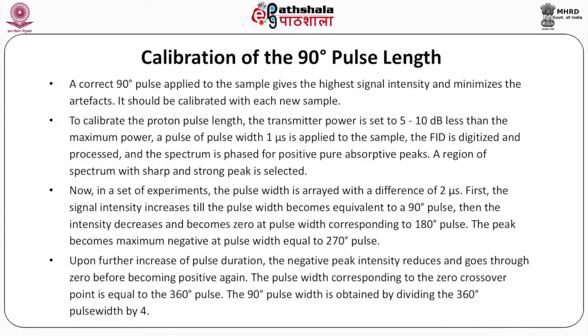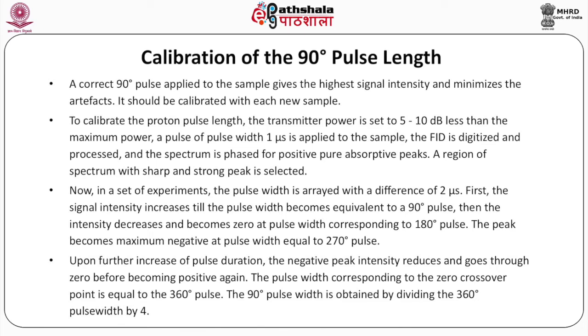Now, the pulse has to be applied to the sample, and we have to calibrate a 90-degree pulse length. A correct 90-degree pulse applied to the sample gives the highest signal intensity and minimizes the artifacts. It should be calibrated with each new sample.